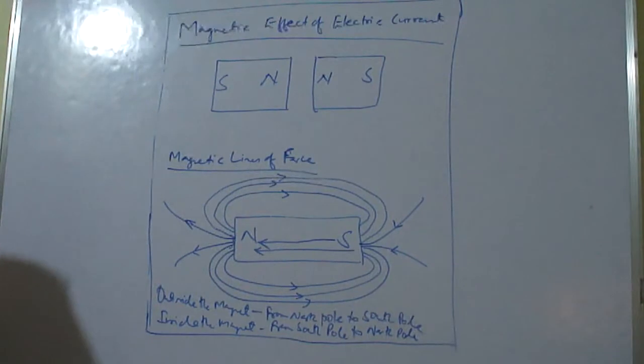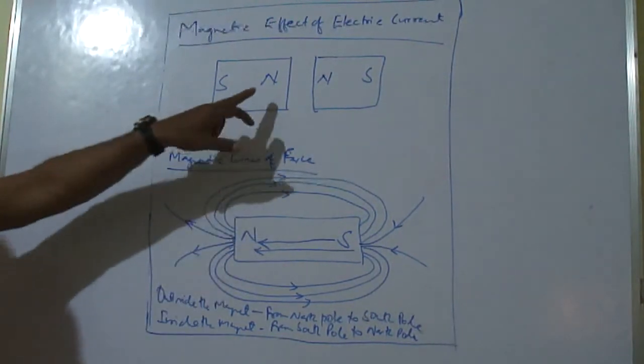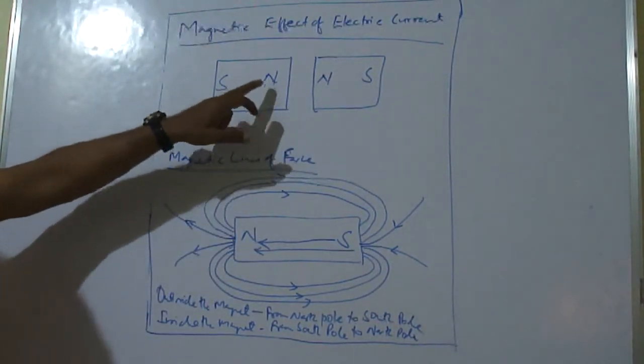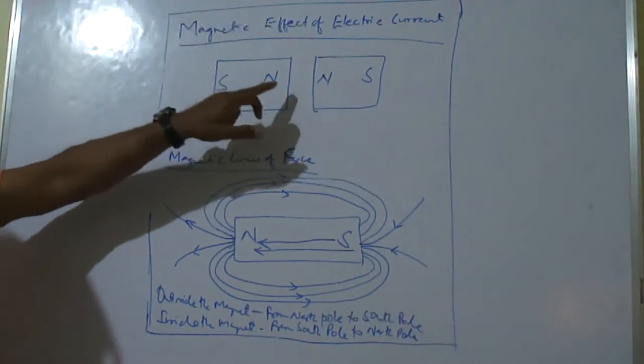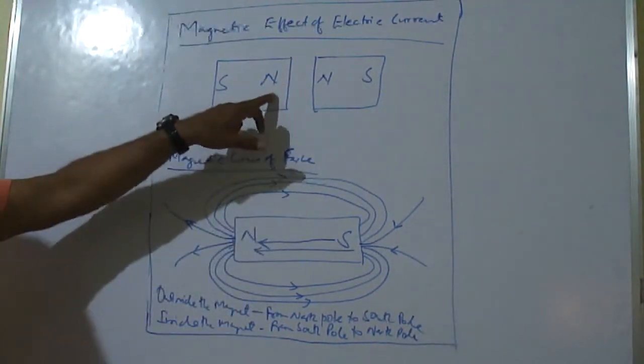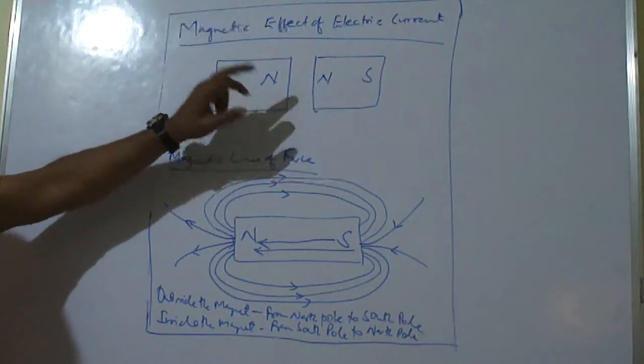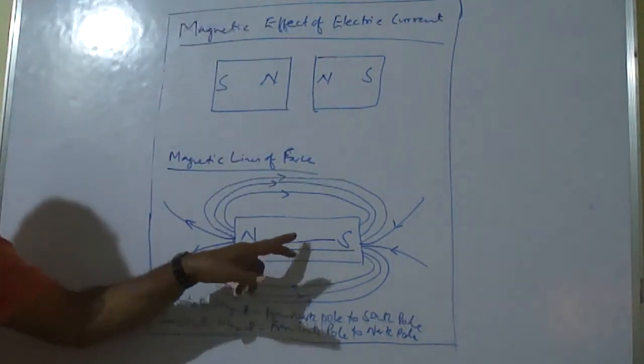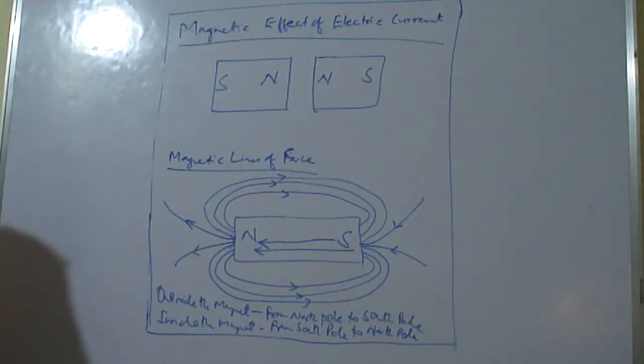Now when you have cut it into 2 pieces, poles have been generated. Due to the generation of these poles, the intensity of lines of force will increase here, whereas earlier poles were not there. So wherever you generate a pole by cutting it into 2 pieces or 3 pieces, the intensity of lines of force at that particular pole will also increase.